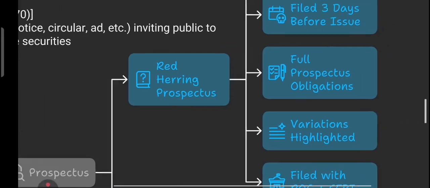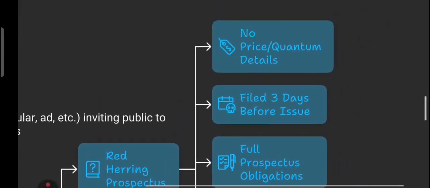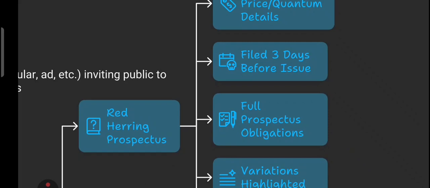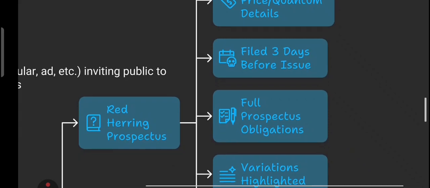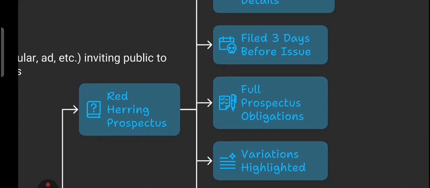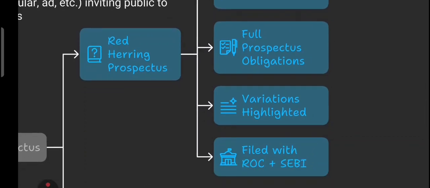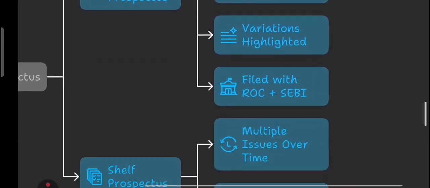It is a draft prospectus with basic information, right? First of all, but no final price or number of shares. The number of shares is not declared. It is filed 3 days before the issue. It must meet full SEBI and ROC guidelines, and any changes, if any, must be highlighted, right? Variations should be highlighted, and it is used before the final offer. These are the important parts.